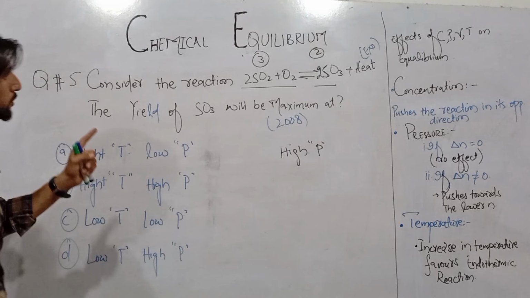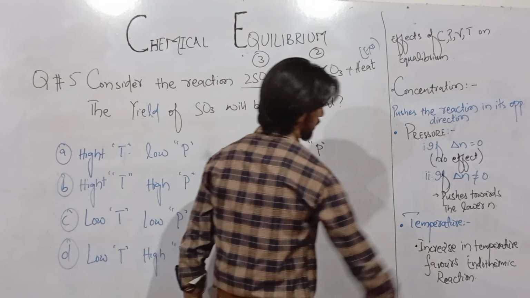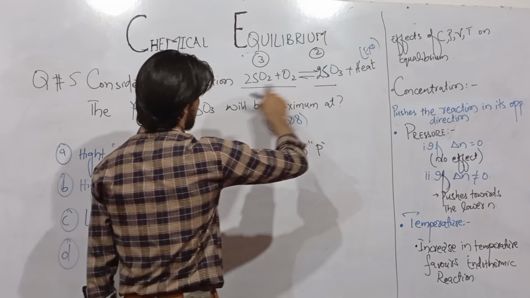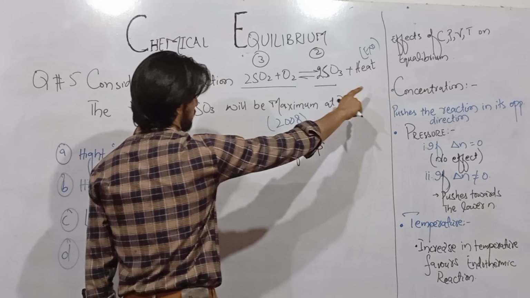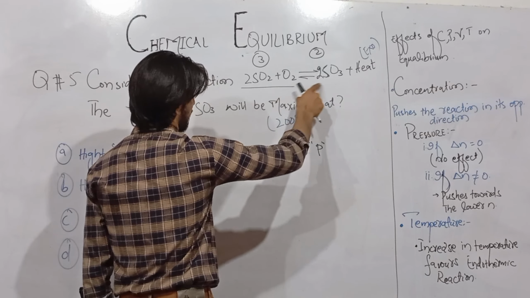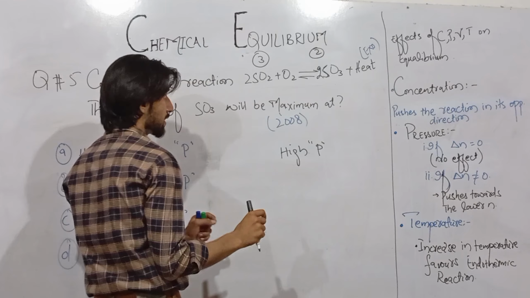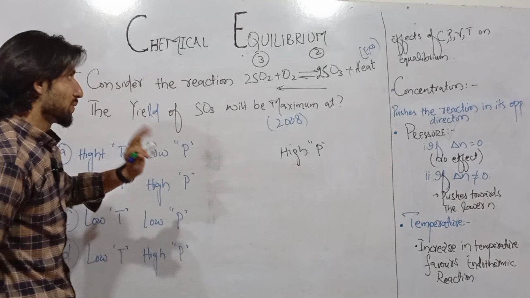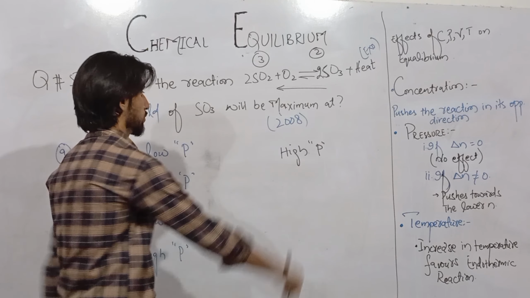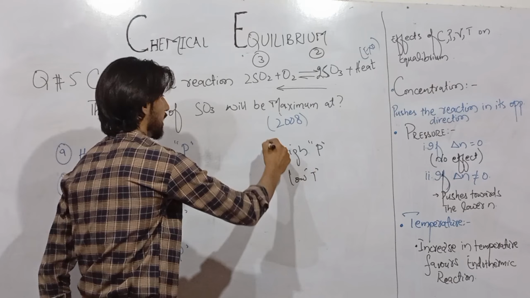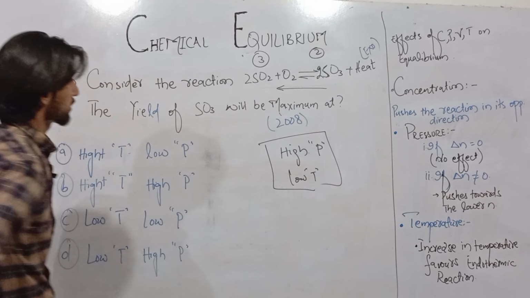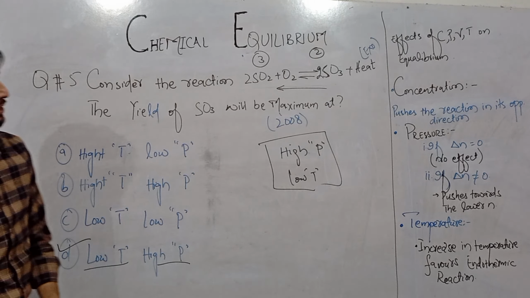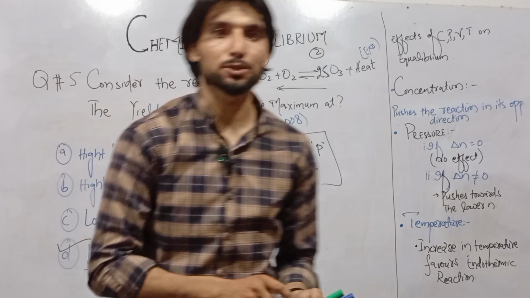Now for temperature, we know that increasing temperature favors the endothermic reaction. Here the forward side is exothermic, so on the backward side it will be endothermic. So increase in temperature will favor production of the reactants. We do not want that, so we will decrease temperature. Lower temperature means high yield. So we will find this answer: high pressure and low temperature, so option D is the correct option. And I hope you have marked the correct option.